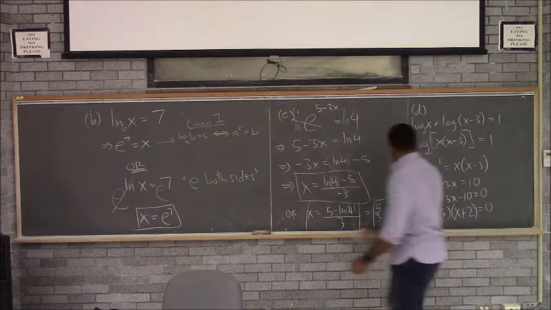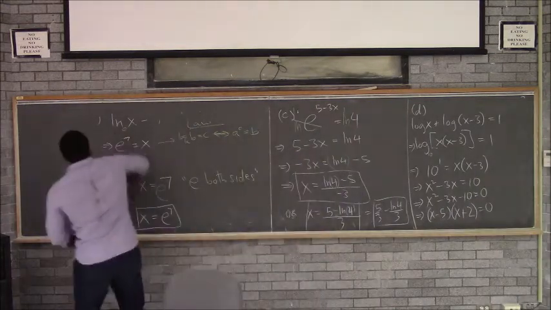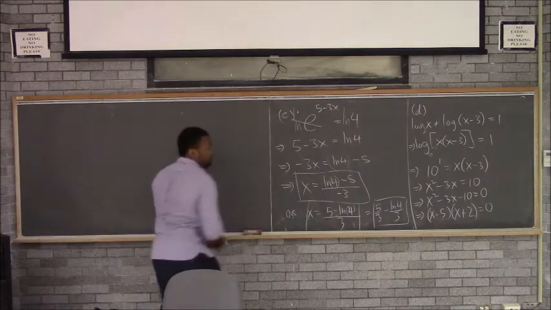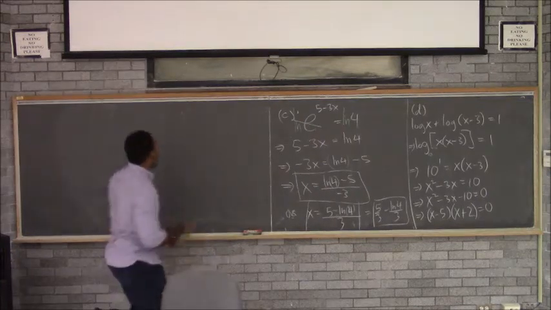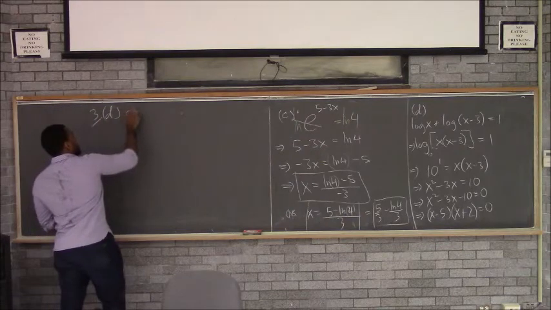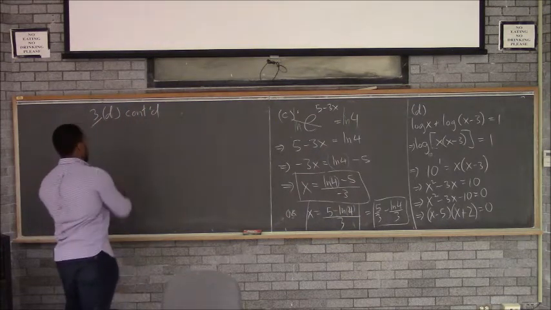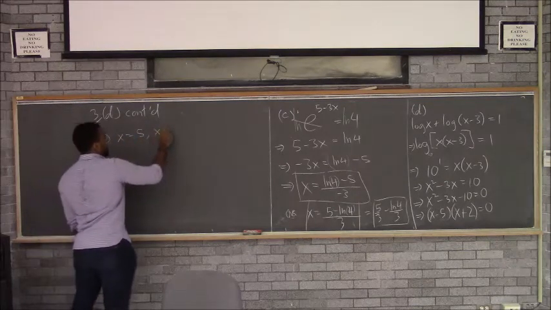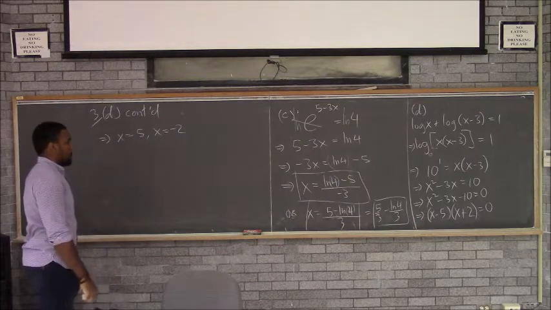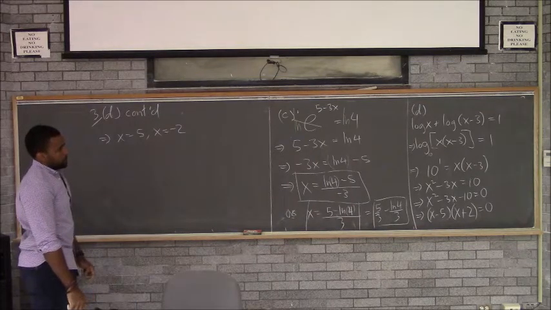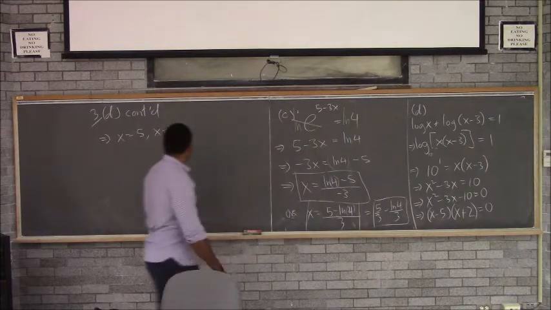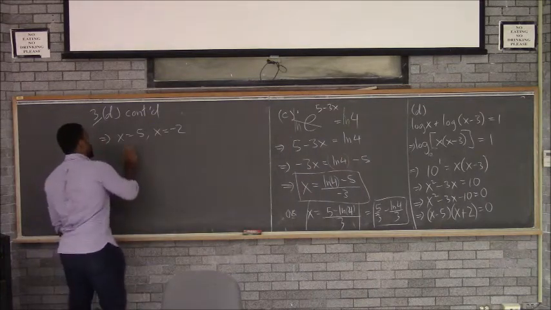And so the answers would be? Hold on. Let's continue over here. What problem is this? 3D continued. So the answer would be 5 and negative 2, but right, so we get two options here, and we should check that these work.